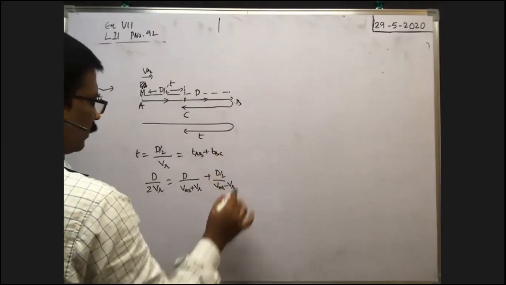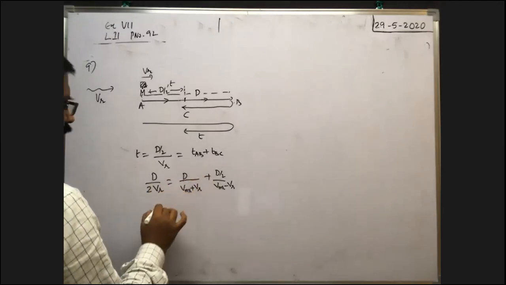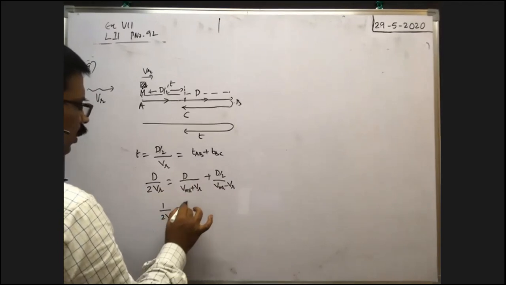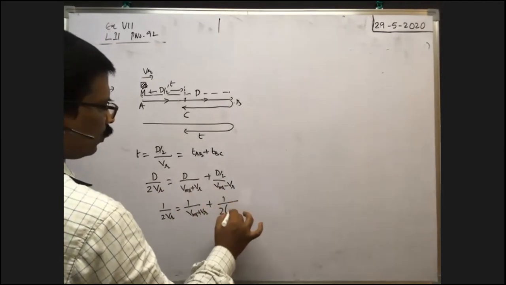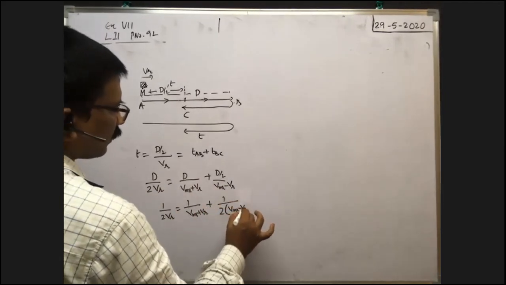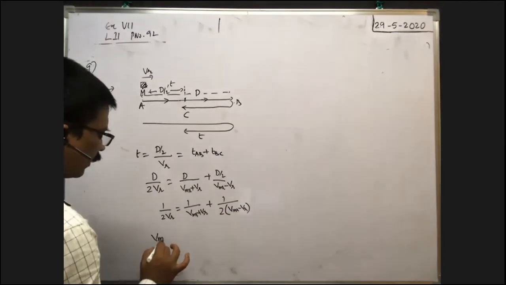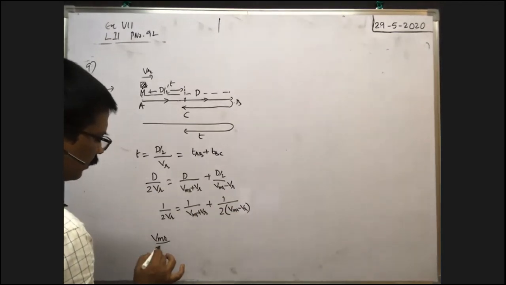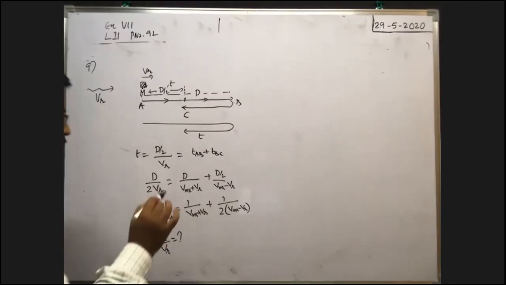Already we know this formula. This is the case. Therefore in all terms we can cancel d. Then 1 by 2 VR is equal to 1 by (VMR plus VR) plus 1 by 2 into (VMR minus VR). We have this relation. Now here they asked the ratio of the speed of the swimmer with respect to still water to the speed of the river. Here they asked VMR, the speed of this man with respect to the river, by the speed of the river. This is the question they asked.